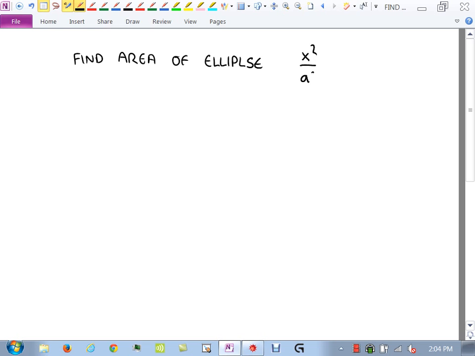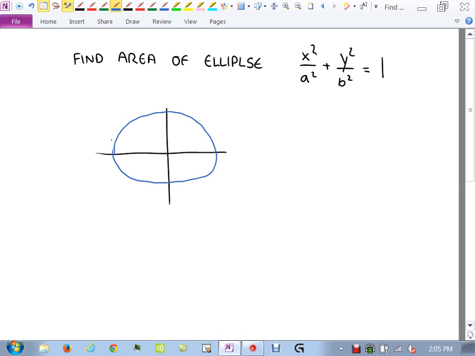X squared over a squared plus y squared over b squared. What's the equation of an ellipse? You're talking ellipsoid, three-dimensional. I'm just talking about an ellipse. Equals 1. There's an ellipse, right? If a and b are 1 here, it's just basically the unit circle, right? Okay, so this is an ellipse. Now we know ellipses look like this, right? Like this. Well, centered at the origin.